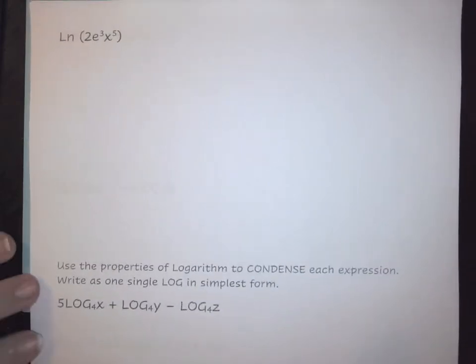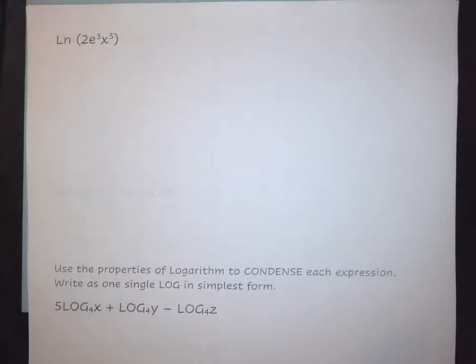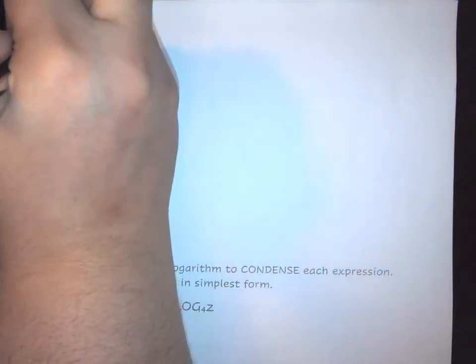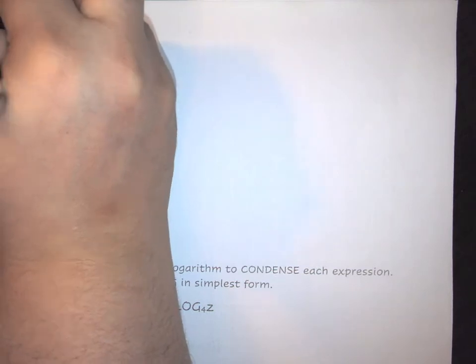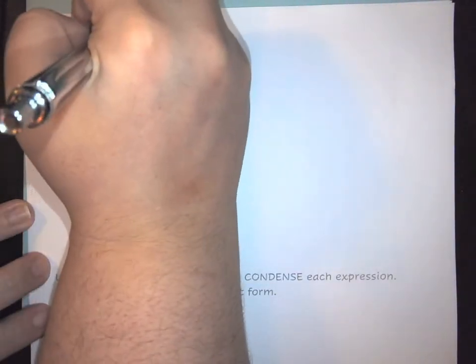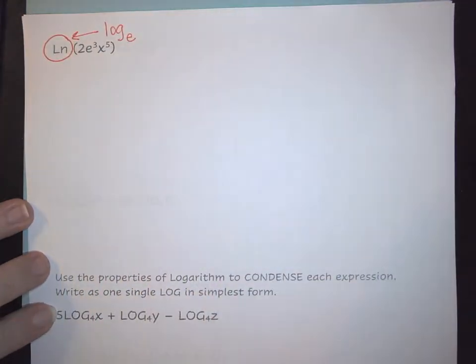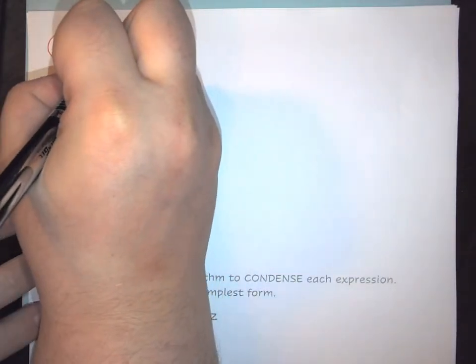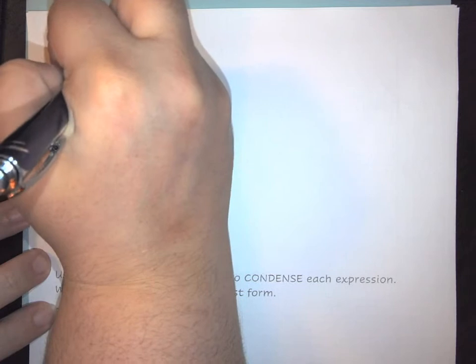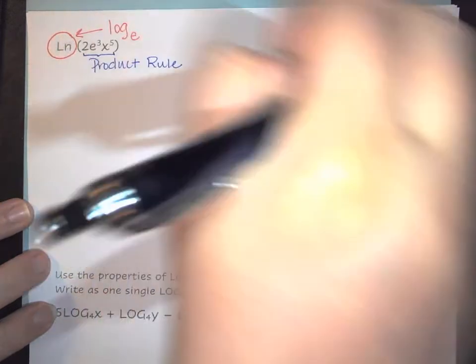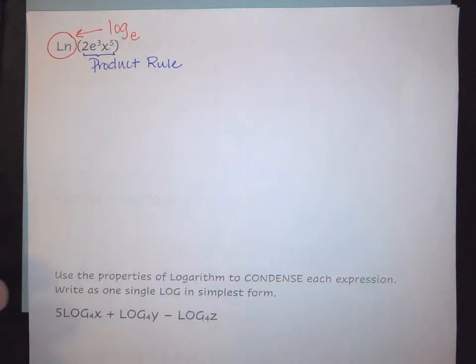Alright, let's look at one that's in a natural value state. So the biggest thing that we have to remember when dealing here with the natural value is that this is going to be the same as saying log base e. Okay, so we can use that idea to rewrite. Now the other piece that we have is if we look inside here, again we can start out with that product rule. So we're going to do both of those concepts at once.